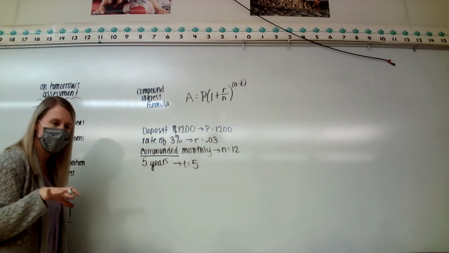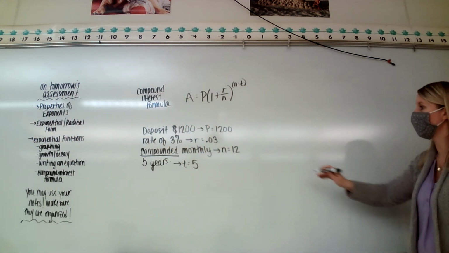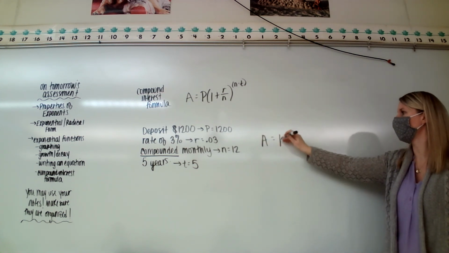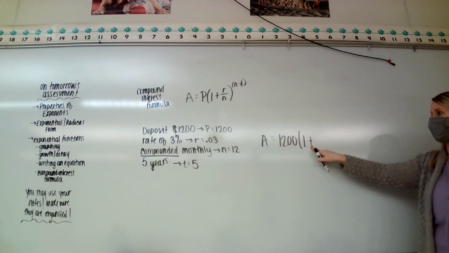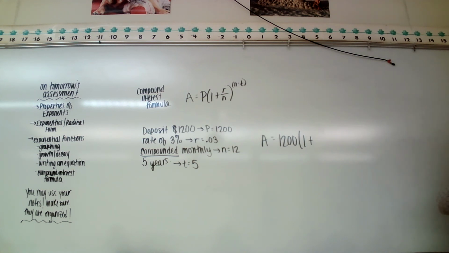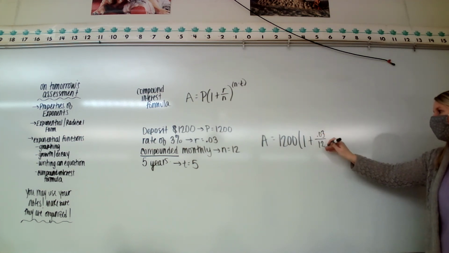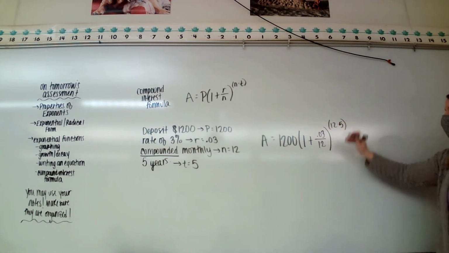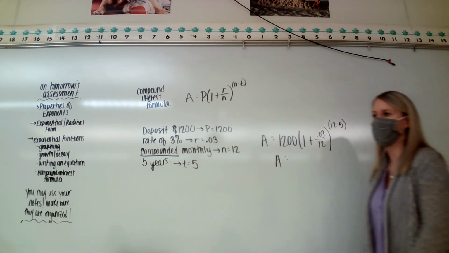I'm a labeler, I like to label first, just so I know what's what, and then I'm going to plug it into my formula. A equals 1,200 times 1 plus, the 1 plus is always there because we're always going to be earning money, so we always want an increase. 0.03 over 12, and then we raise that to the 12 times 5. There's not a lot of work that goes into these, it's just knowing what goes where.